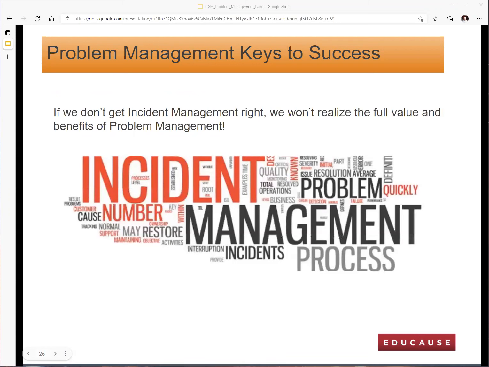I really feel like if you don't have a good incident management process, you're not going to have a very good problem management process. So you really got to put some time into having a good incident management process. Reactive problems become very apparent when there's an incident. Something's broken, something's malfunctioning, and most of our problem records do start with an incident or a major incident. So there has to be a lot of synergy between the processes.